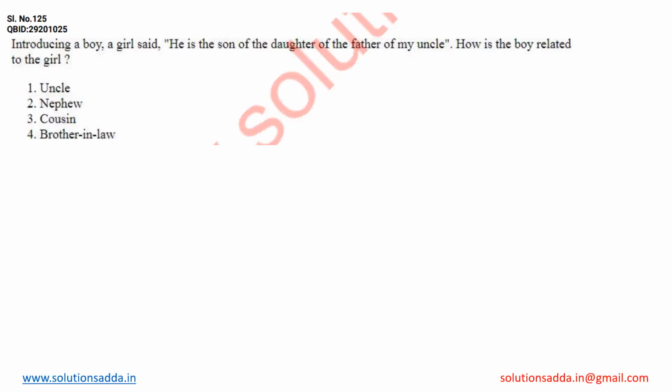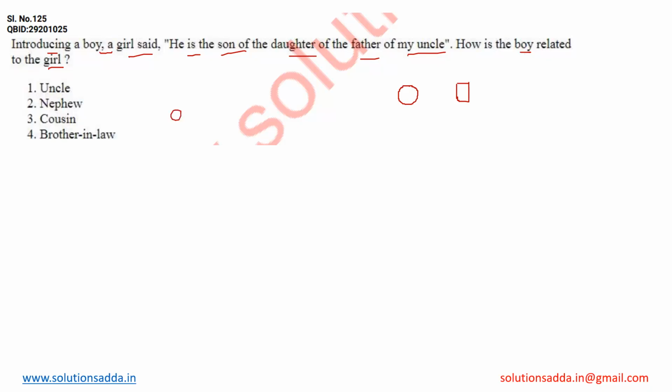Hello everyone, this is question number 25. Let's read the question. Introducing a boy, a girl said he is the son of the daughter of the father of my uncle. How is the boy related to the girl? This question is from the reasoning blood relationship chapter. So in order to solve such kind of questions, first of all make the representation symbols. Like in my explanation, I will be representing a female by a circle and a male by a square, right? And make a hierarchy of the relationship.